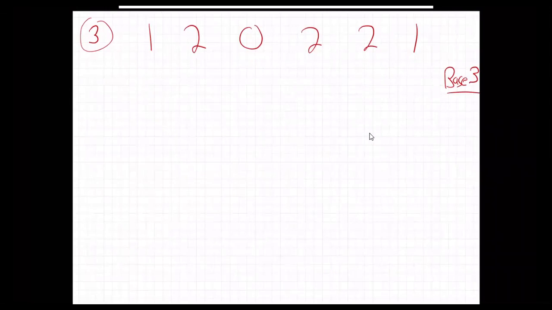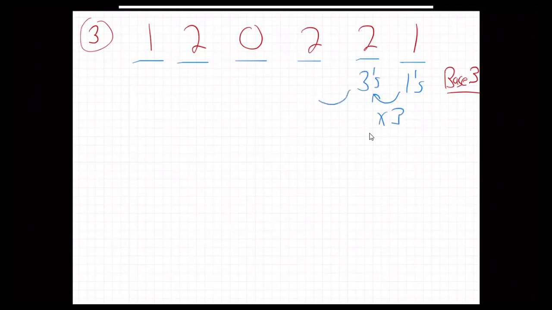We've got to write down the place values. We start with the ones place, and then we keep multiplying by 3 every time, because now we're in the base 3 system. So this is the 3's place. Multiply by 3 again, 9's place. Multiply by 3 again, 27's place. Multiply by 3, 81's place.